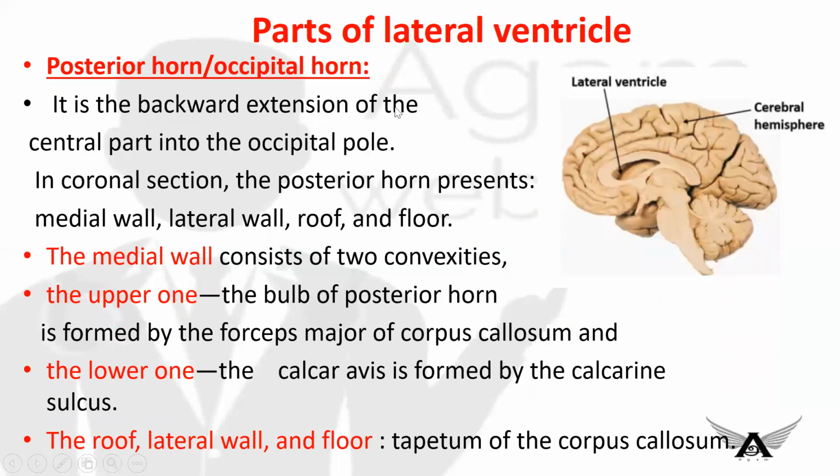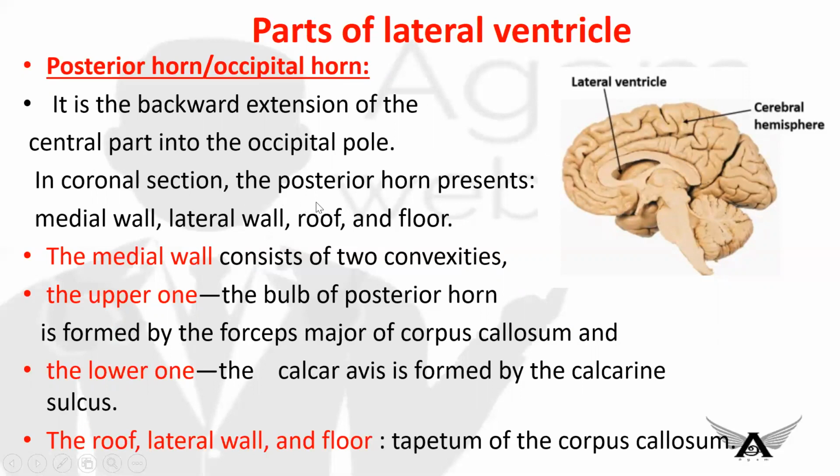Now we will have the posterior horn or the occipital horn. It is located in the occipital lobe of the brain, so it is called the occipital horn. It is located posteriorly. See, this one is the posterior horn or the occipital horn. It's located in the occipital lobe.